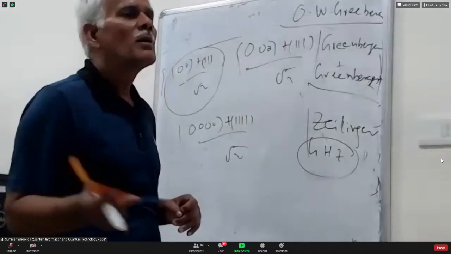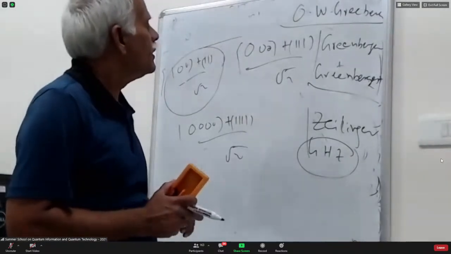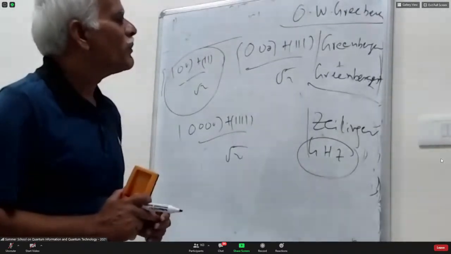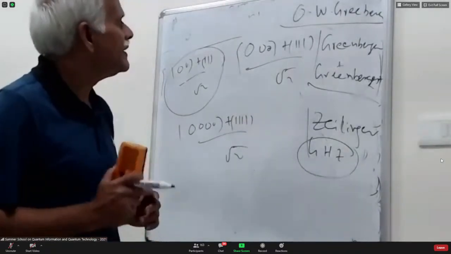But in those days, foundations was not taken very seriously. Feynman was talking about using a quantum computer, but people were not thinking seriously. Things changed because of Shor's factorization and Grover's search algorithm in the 90s. But in the 80s, the ideas were there.